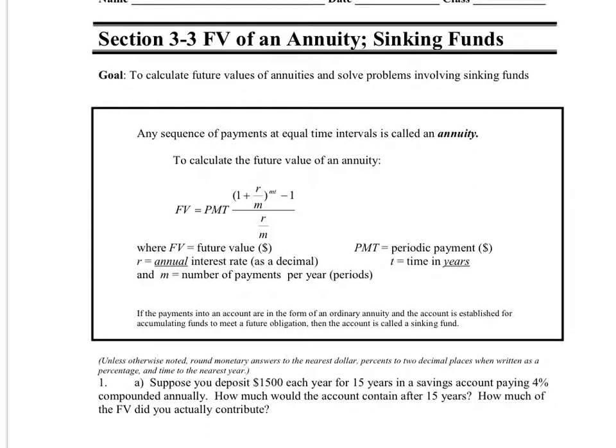To calculate the future value of an annuity, we have a formula given to us. The FV stands for future value. PMT is your monthly payment or your periodic payment. It doesn't have to be monthly. And then the rest of this formula should look familiar to you. Again, the M stands for the number of payments per period in a year. And of course, T is always going to be time in years.